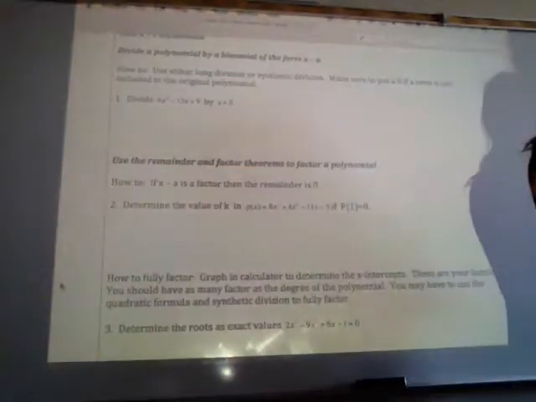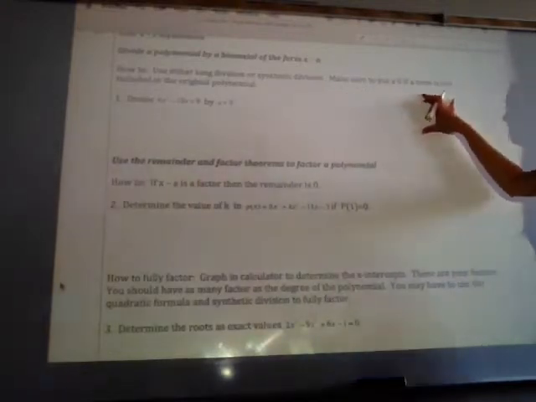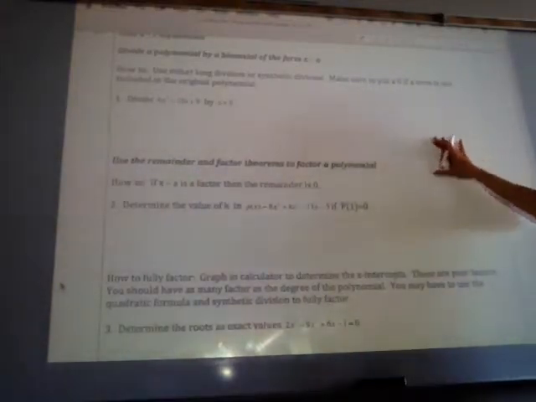So, dividing a polynomial, which way would you guys like to start with? Long division or synthetic? Long? Okay. I'm going to do the long on this side because I have a bit more room over here.